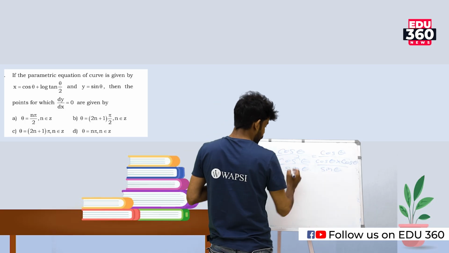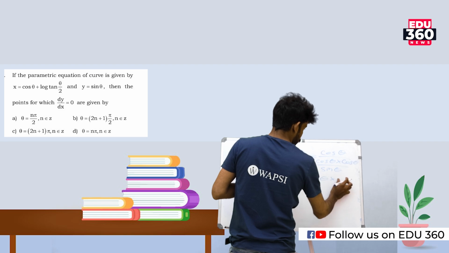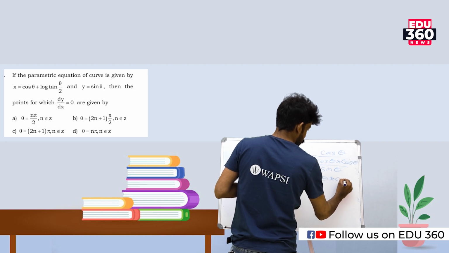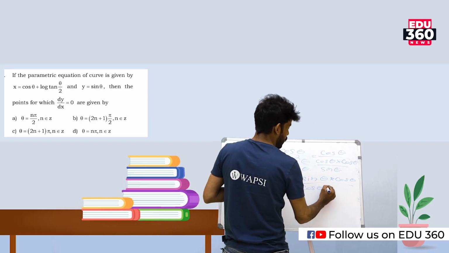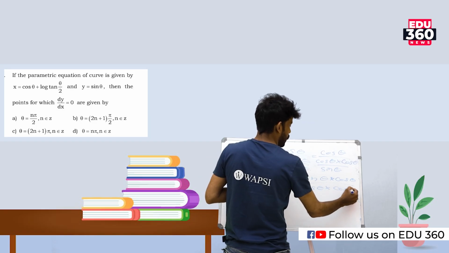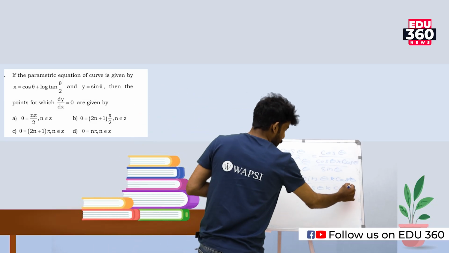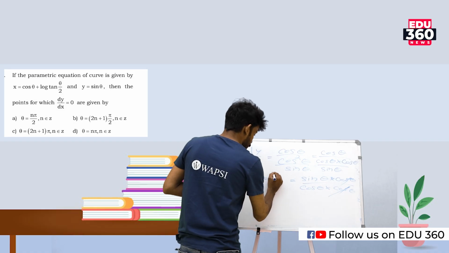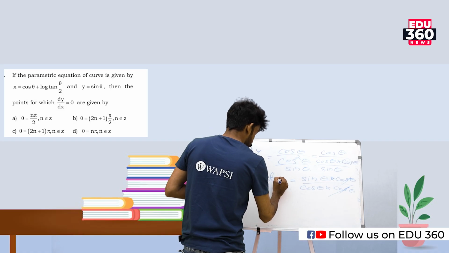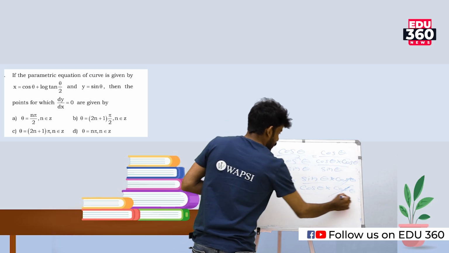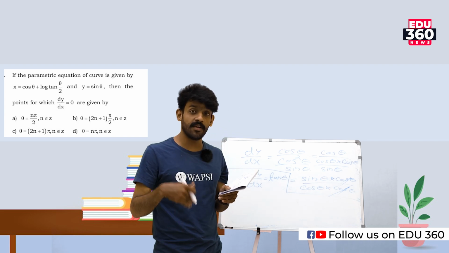Take the sin theta to the numerator side. So sin theta into sin theta, divided by cos theta into cos theta, just cancel here. So sin theta by cos theta, that is equal to sin by cos, that is equal to tan theta. And also in the question it's given that dy by dx is equal to 0.